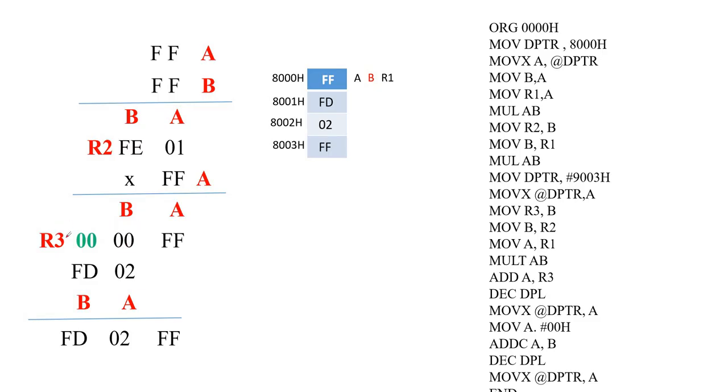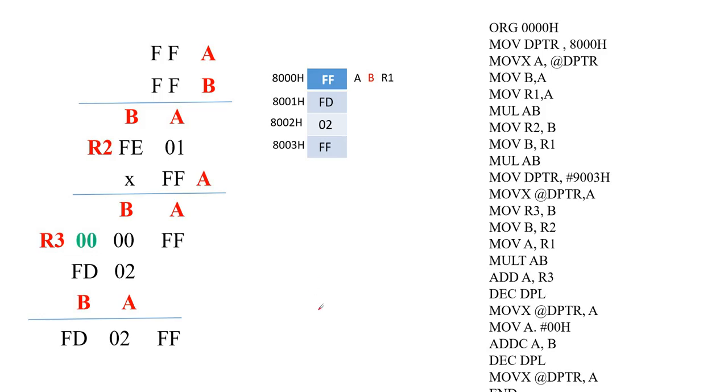Earlier this was in B, so because we wanted to multiply these two, we have stored this into the general purpose register R3. Now we need to add these two. That is 02 and R3 we need to add, the contents of R3. So we will use the instruction ADD A, R3.